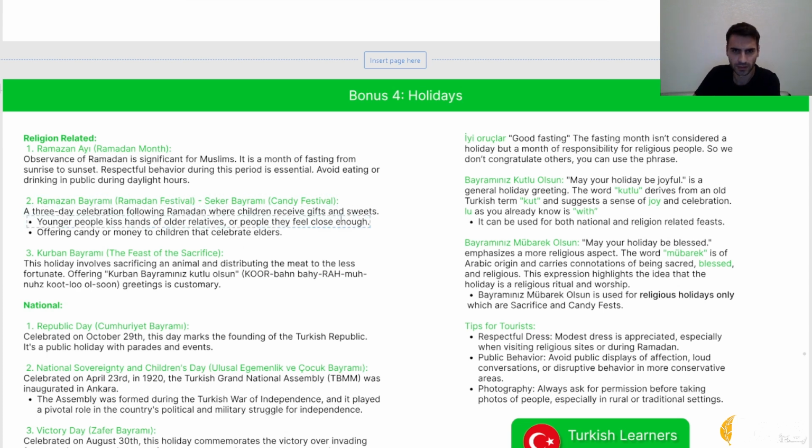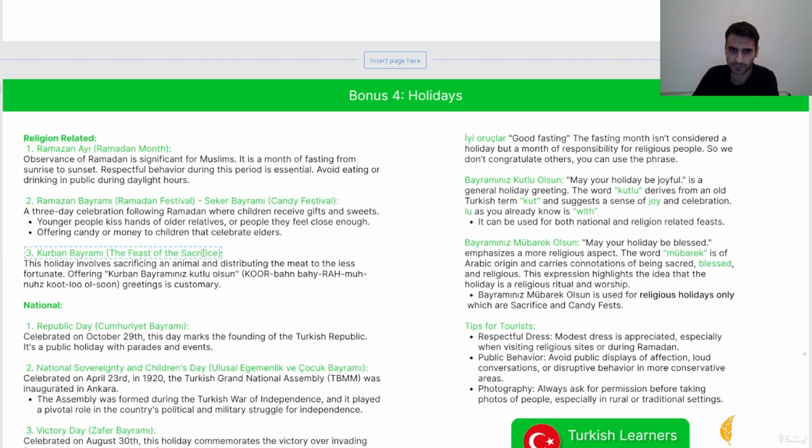And there is a thing that people do. Younger people show respect to older people this way if they are close enough to them. They celebrate elders, offering candy or money to children. Yes, and the elders celebrate them back also, and also give them money or candy.